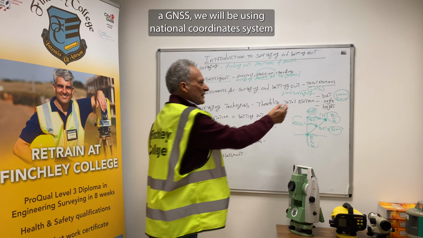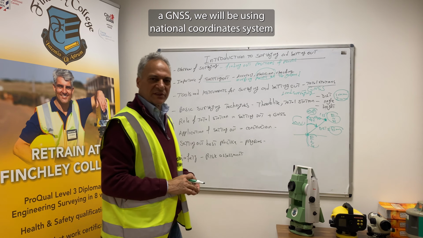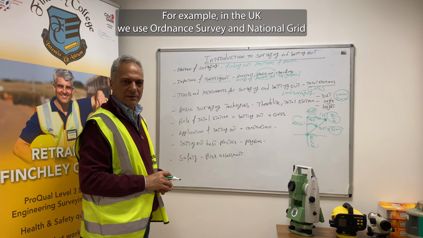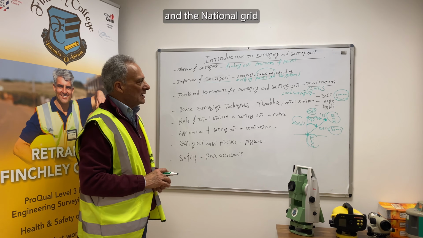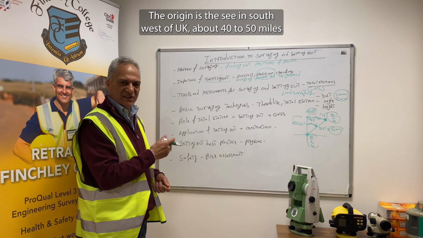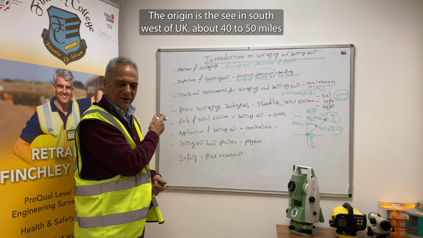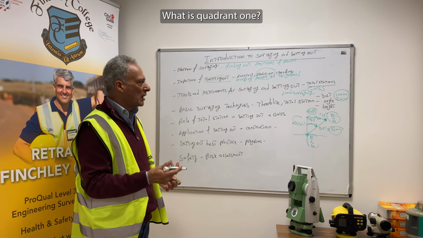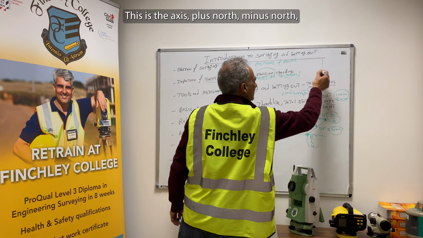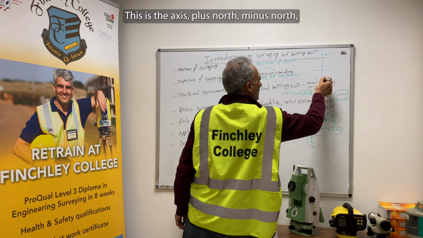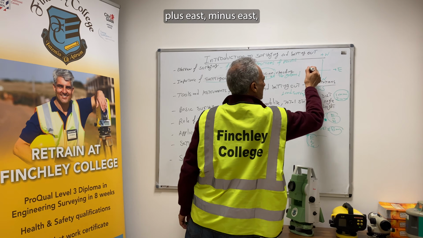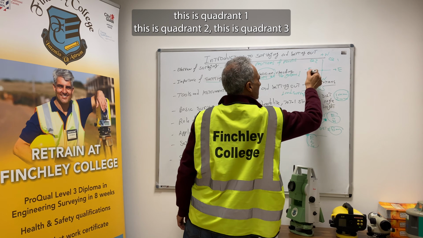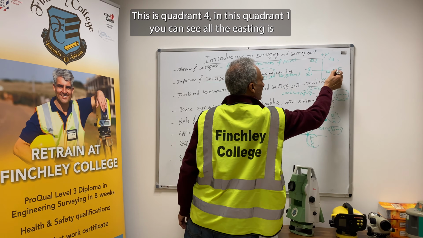Now, when we use a GNSS, we'll be using national coordinate system. In this country, for example, in UK, we use Ordnance Survey, national grid. The national grid origin is in the sea, in southwest of UK, about 40-50 miles south of the UK, so that the whole entire UK is in quadrant 1. What is quadrant 1? This is their axis: plus north, minus north, plus east, minus east. This is quadrant 1, this is quadrant 2, this is quadrant 3, this is quadrant 4.